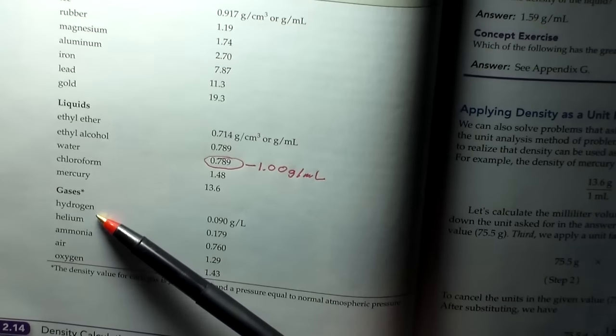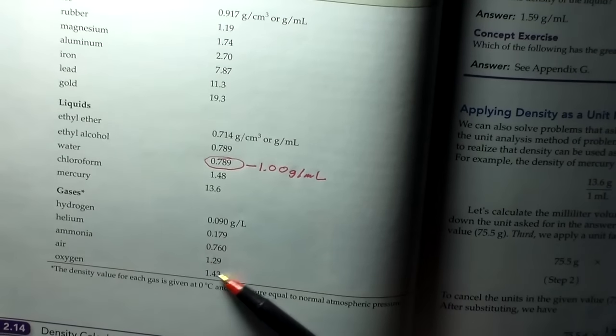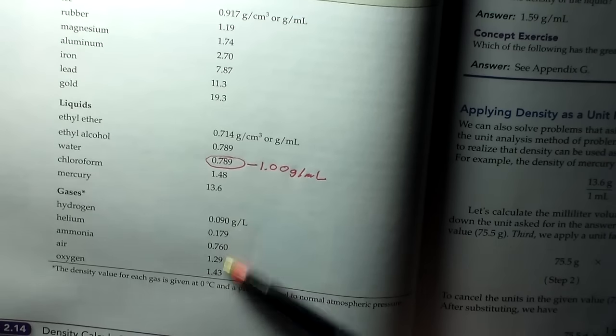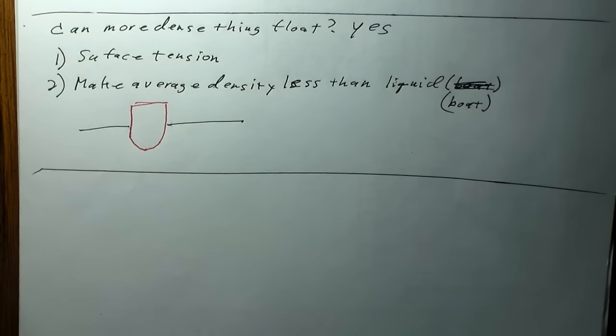And then here we have the gases: hydrogen, helium, ammonia, air, oxygen. They're all around maybe a gram or so per liter. The basic thing is, if we start looking at some general trends of solids, liquids, and gases.